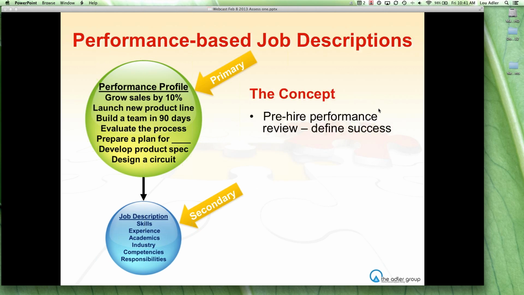So here's the concept. I like to conduct a pre-hire performance review when I take an assignment: what does this person need to do to be successful? You as a candidate should figure that out, but I guarantee most people you interview, whether a recruiter or a hiring manager, don't really know. They just go off the skills because it's simple. It's not necessarily smart, but it's easy.